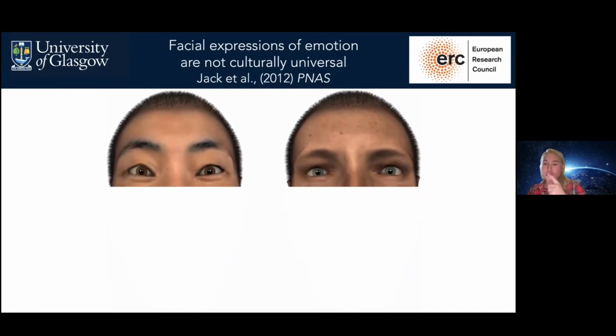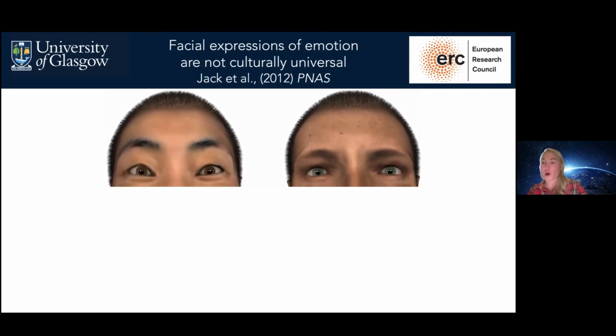Now let's look at the Westerners on the right-hand side. So let's go around again. We have happy, disgust, and anger. There's not a lot of variance in there. They're actually very similar, particularly for disgust and anger. So if you just looked at the eyes for disgust and anger, you wouldn't be able to tell them apart. So there's not a lot of expressive variation there.